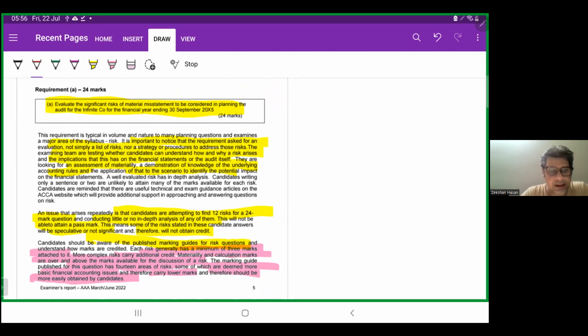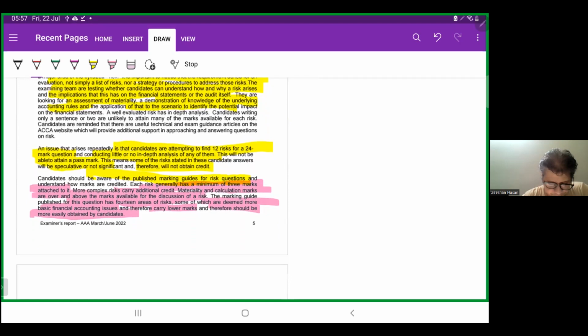Now, the requirement is typical in volume and nature to many planning questions and examines a major area of the syllabus. It is important to notice that the requirement asks for an evaluation, not simply a list of risks, nor a strategy or procedures to address those risks. The examining team are testing whether candidates can understand how and why a risk arises and the implication that this has on the financial statements or the audit itself. They are looking for an assessment of materiality, demonstration of knowledge of the underlying accounting rules, and application of that to the scenario to identify the potential impact on the financial statements.